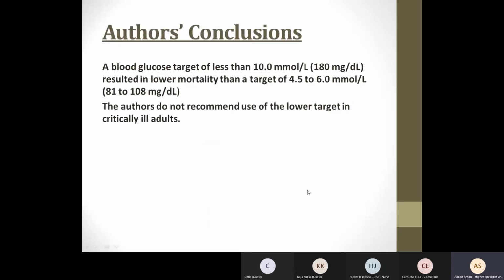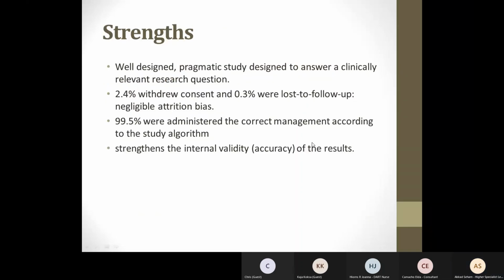Okay, so the main conclusion for this paper is that we should target a blood glucose level of less than 10, resulting in a lower mortality than a target of 4.5 to 6. And they do not recommend that we use a lower target in a critically ill adult. For most units, we do look at targeting the blood glucose level between 6 and 10, and this is why we do that in most units.